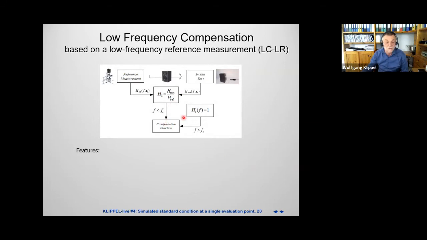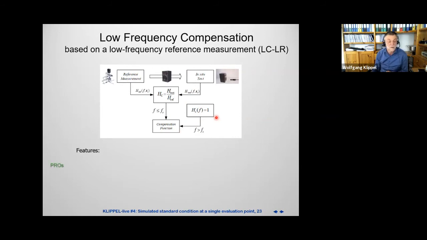So our compensation function is equal to 1 at higher frequencies. We are doing nothing here. And we are calculating the compensation function only at lower frequencies, by dividing the test signal by the reference signal. Here, the evaluation point should be identical with the test point. That's the only disadvantage. So we cannot make a real far field, near field prediction. That's usually very much limited.